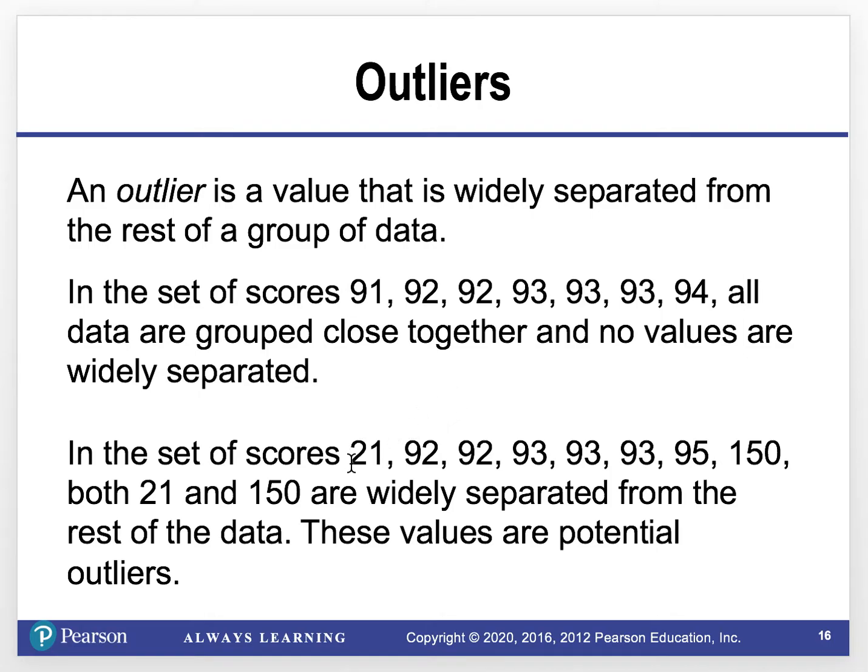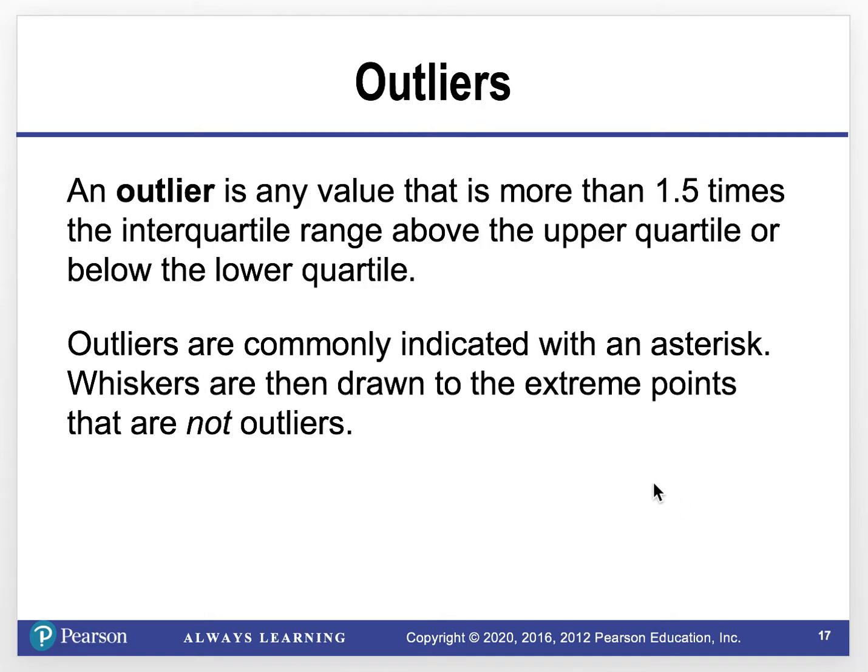But look at this group of scores: 21, and then it jumps all the way into the 90s, and then it jumps to 150. So we can see that 21 and 150 are widely separated from the rest of the data. They're potential outliers. They may not actually be far enough away to be an outlier, but they're potentially an outlier. If we would have seen these values on our dot plot earlier, we'd call them outliers, right? But now we're going to see, how do we know if they are indeed an outlier or not?